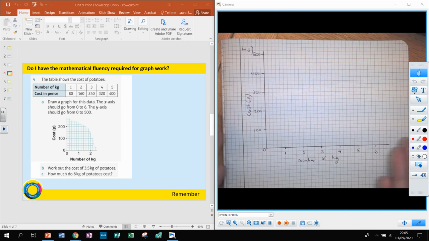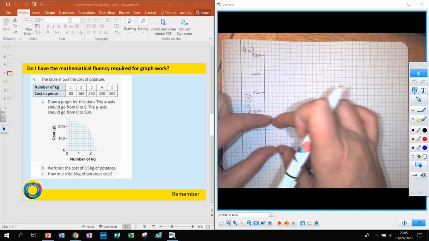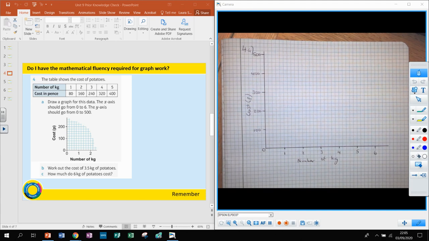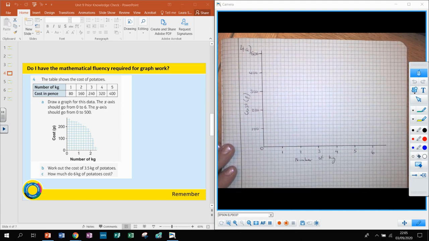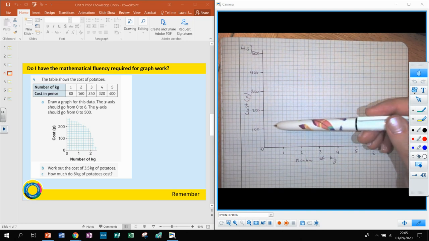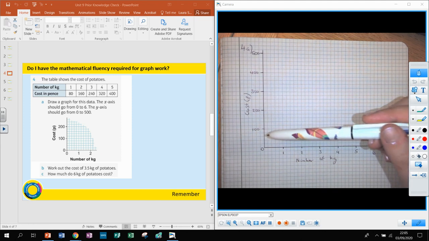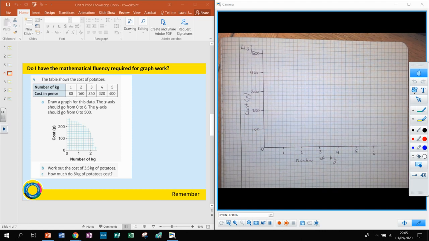Notice I am actually using virtually all of this graph space, and you want to be doing that in exams. You don't want to make little tiny graphs way down in the corner of the graph paper they've given you, or in this case, the square paper. You do need to make sure that you're using most of the area given to you, at least 50%, so at least half of the area, in order to make sure that you definitely get full marks. That's also important in science. Right, so we've got cost and we've got the number of kilograms.